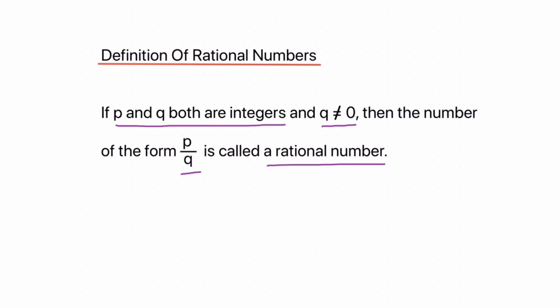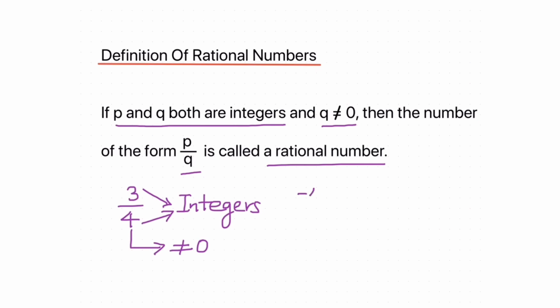Let's look at few examples. 3 by 4. Here 3 and 4 are integers and 4 is not equal to 0. Let's look at one more example. -4 by 7. Here -4 and 7 are integers and 7 is not equal to 0.